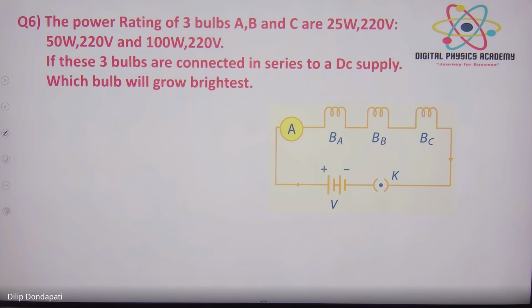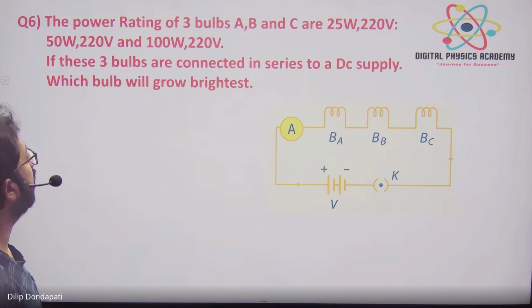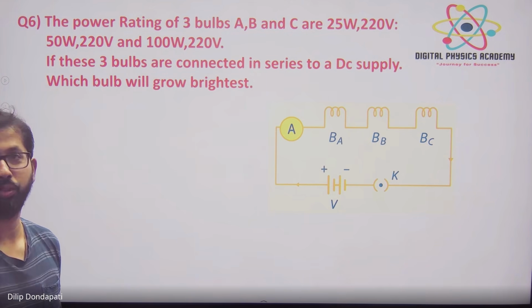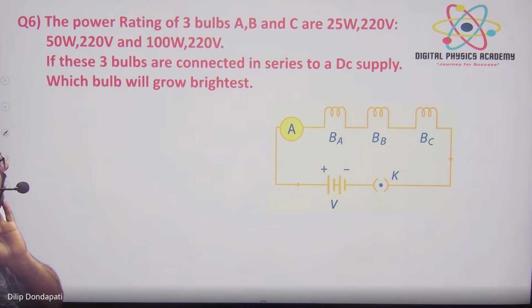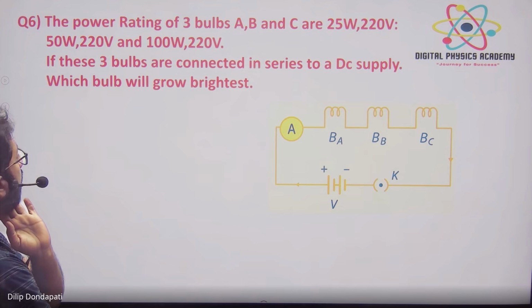The power ratings of 3 bulbs are given individually. If 3 bulbs are connected in series to the DC supply, which bulb will glow brightest? Which one will be brighter? You can tell by looking, right, which will have more brightness. Who will be fully bright? Satvik? The third bulb, 100 watts 200 volts. Wrong.